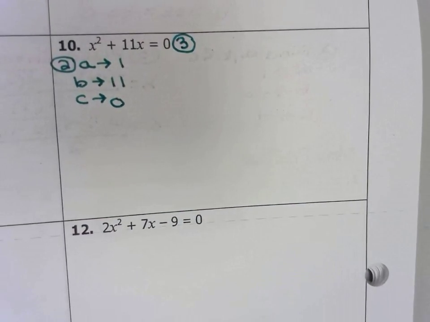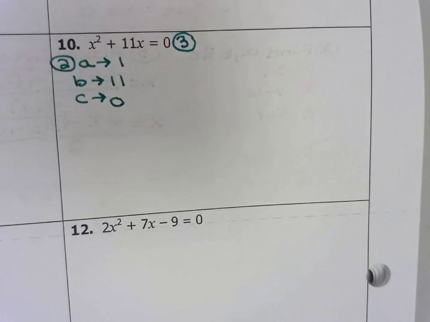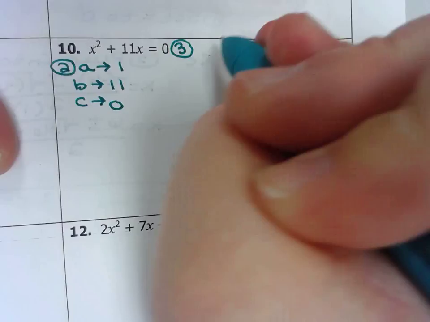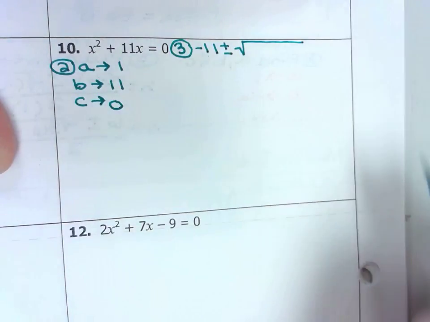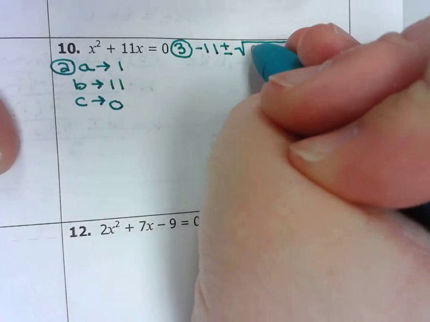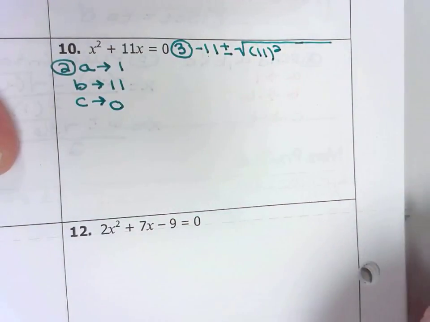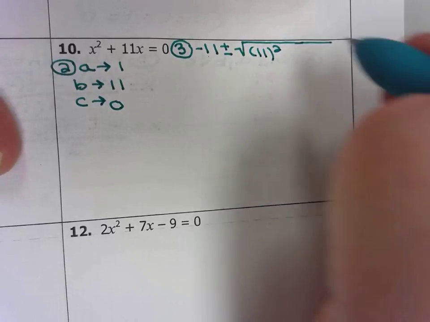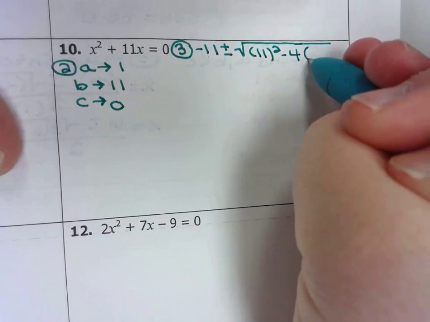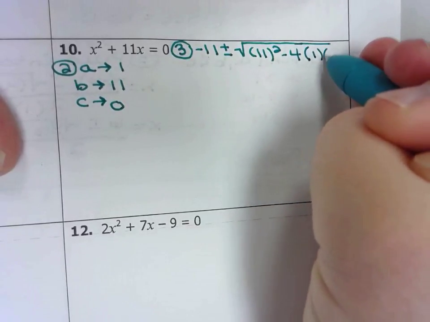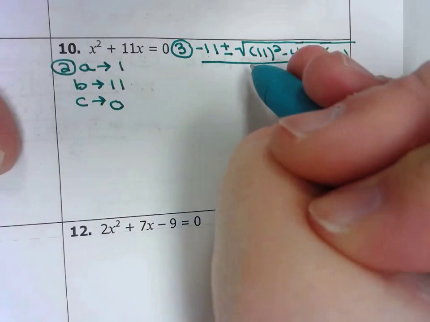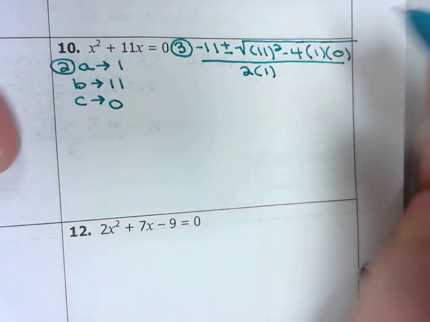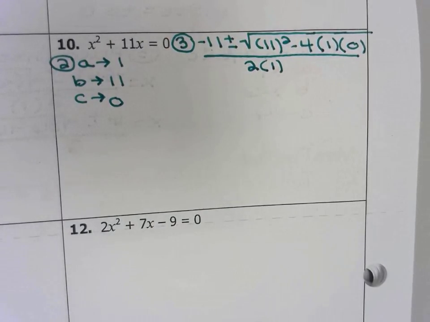Okay, third step, plug it into the quadratic formula. You will not have to have the quadratic formula memorized. I will give it to you. Don't worry about memorizing it, just be able to use it. So negative b, what's my b value? 11. So negative 11 plus or minus the square root of b squared, so 11 squared, minus 4, which is always there, times a, what's my a value? Times c, which is 0, all over what? 2 times 1, 2a, or 2 times 1. So make sure you put it all over 2 times a.